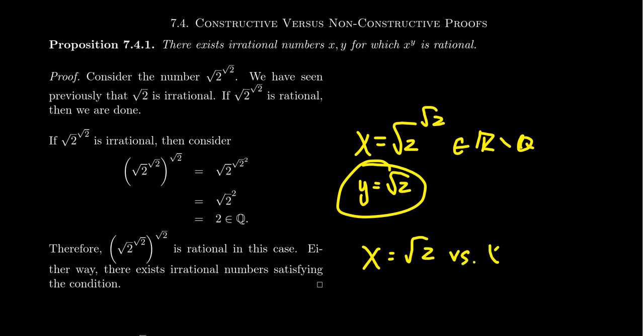Or is x going to equal the square root of 2 to the square root of 2? I don't know. But I know one of those will be rational. And so the existential statement exists. And that's why this one's non-constructive. Because I had to try two different cases, and they both led to the existence of such numbers, I don't actually know which case is true. Is this a rational number or is it not? That would require a different argument, which I am not going to supply in this video.